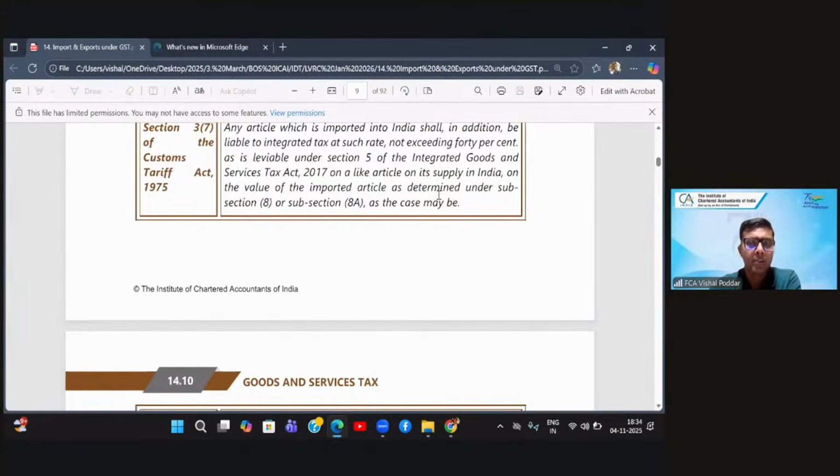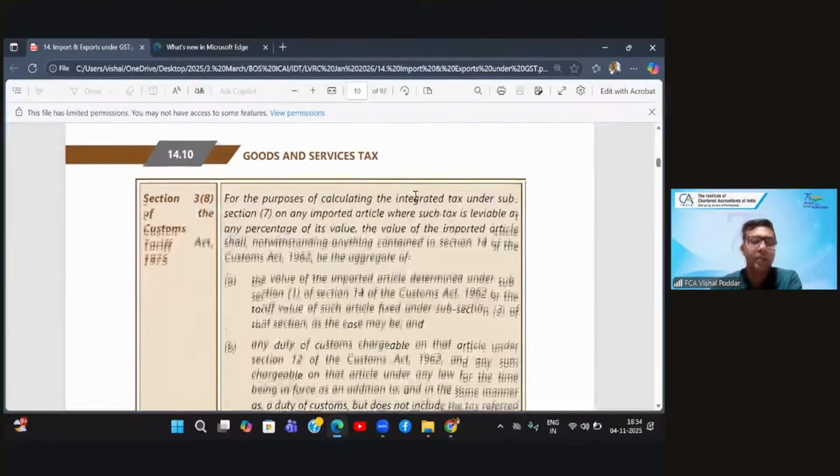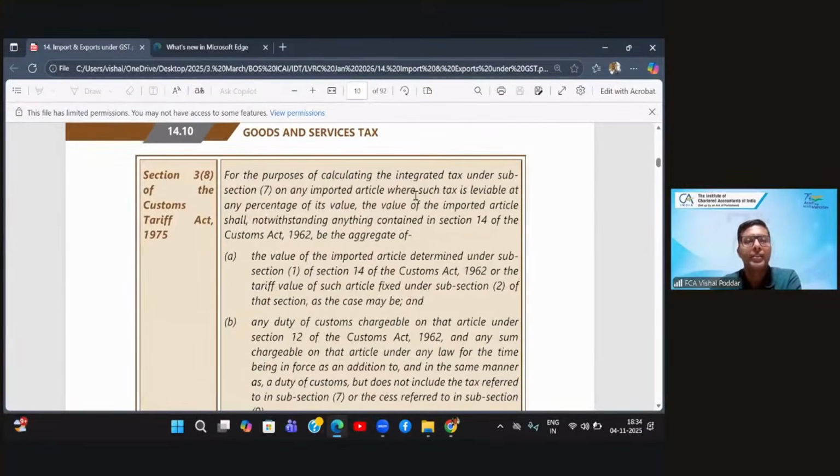Now, what is very important is it says the value will be determined under subsection 8, 8A of this particular act. Now, what does subsection 8 say? So, whenever goods are being cleared from the customs bonded warehouse and the customs duty and the IGST trigger, how will the valuation happen? Firstly, the valuation will be as per the customs law and not as per the GST law.